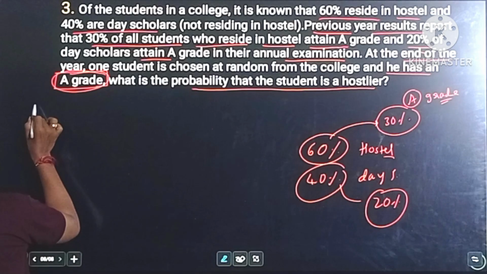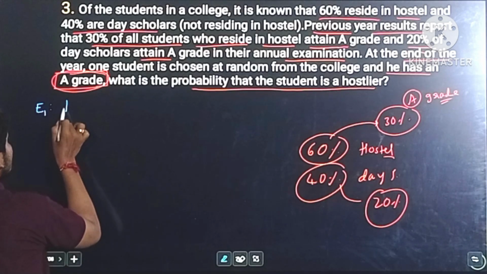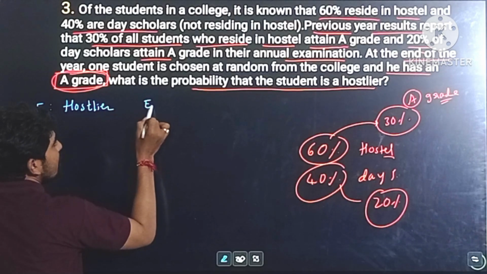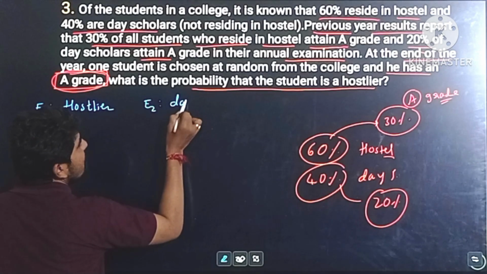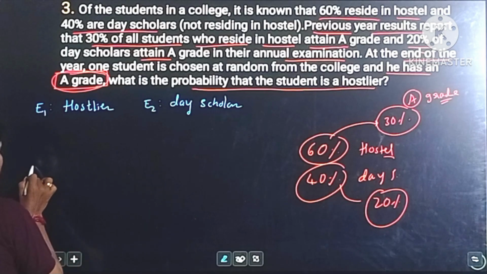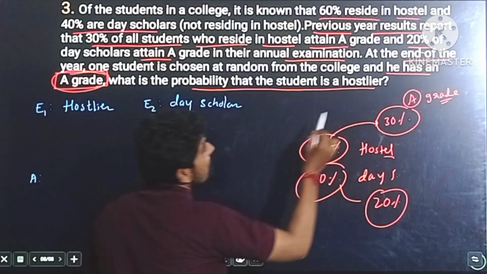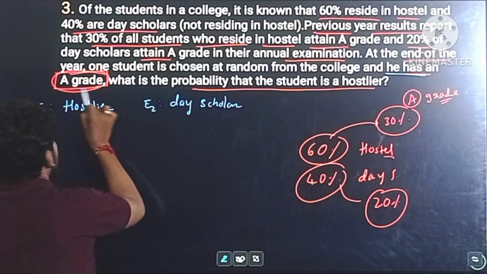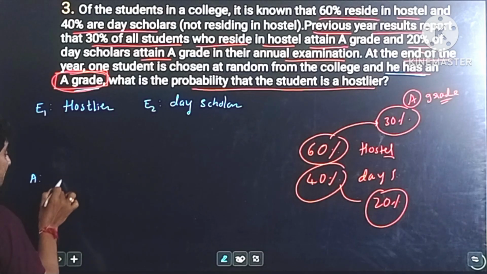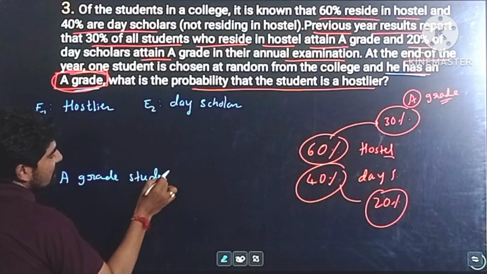E1 is the event that the chosen student is a hostelier, and E2 is the event that the chosen student is a day scholar. Event A is that the chosen student's grade is A grade. So we can write it as the selected student's grade is A, or an A grade student. I hope all of you understood this.